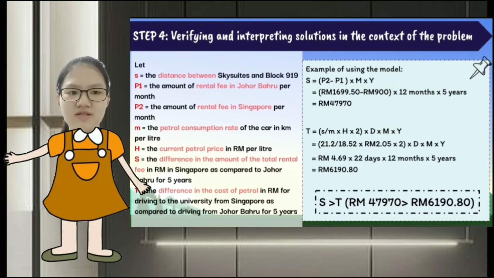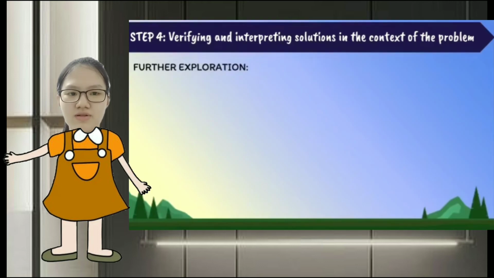Since S is larger than T, he can save more money by commuting from Johor Bahru to Singapore. It means that this solution is more worthwhile. Thus, the mathematical model is able to solve the problem. From the constructed mathematical model, further explorations can be made.